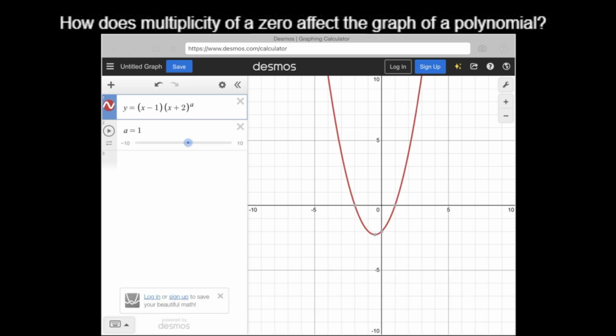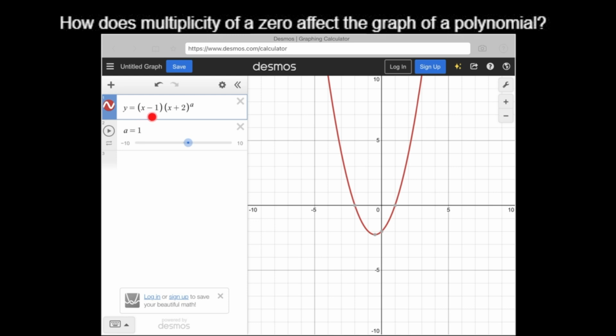Okay, in this example, we have more of a demonstration. We're asked, how does the multiplicity of a 0 affect the graph of the polynomial? So multiplicity, remember, means that a factor is occurring more than one time in the factored form of the expression. So here you can see I have a Desmos graph pulled up. Right now we have two factors, the factor x minus 1 and then the factor x plus 2. The factor x plus 2 has an exponent of a, which is set up as a slider so that I can change the number of times that it occurs.